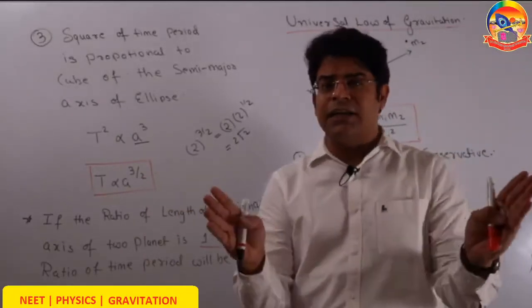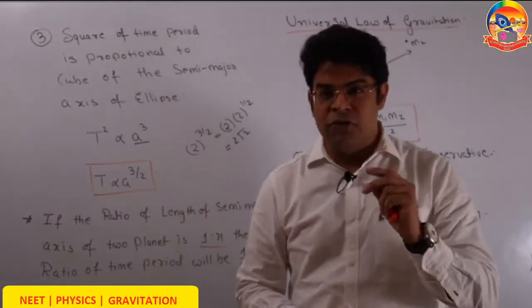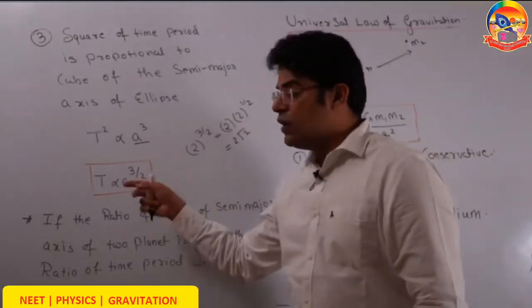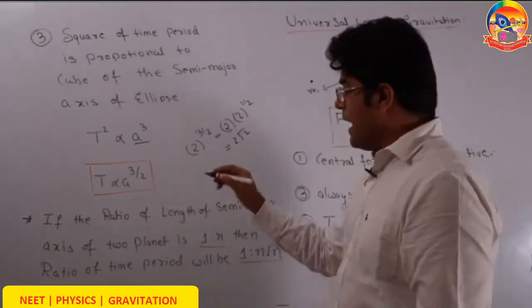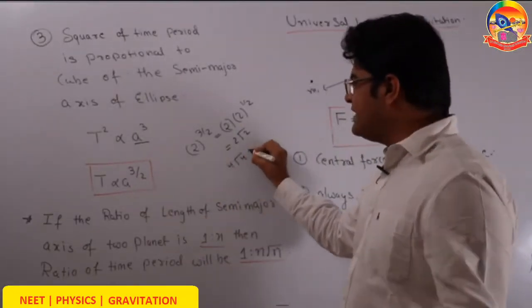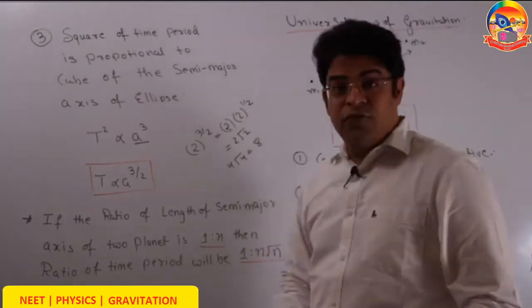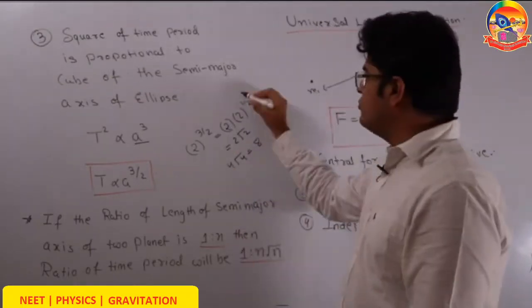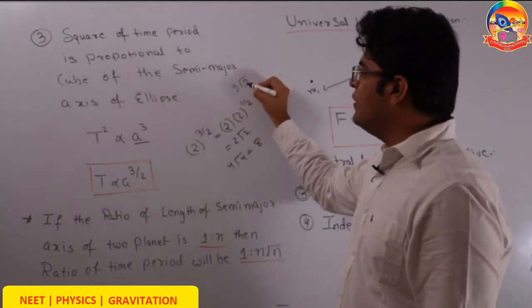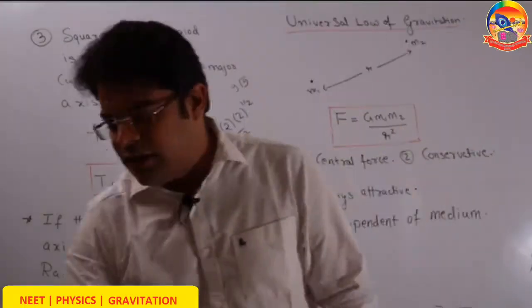But all this data is not good. So what will they always give you? If a becomes 4 times, then the time period becomes 4 root 4 times. Now that's a nice number, 4 into 2, 8. If a becomes 9 times, the time period becomes 9 root 9 times. So 9 into 3, that is 27. So they will definitely give you good data.